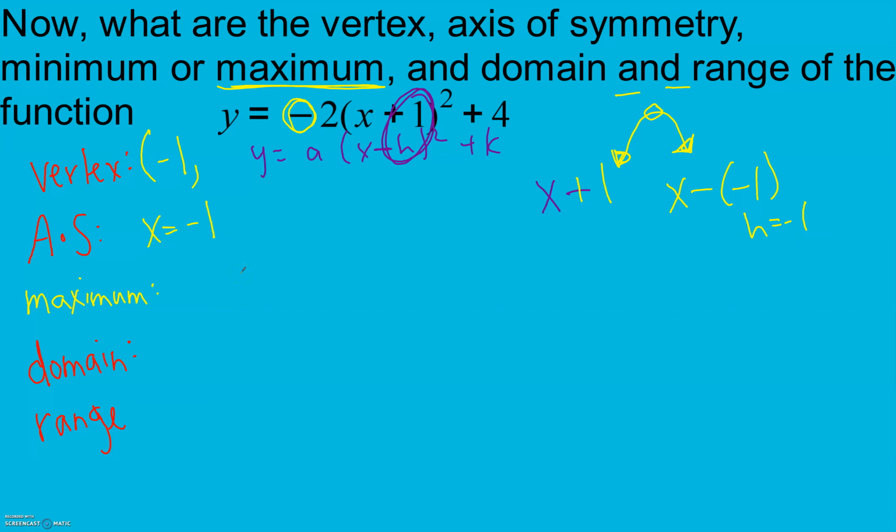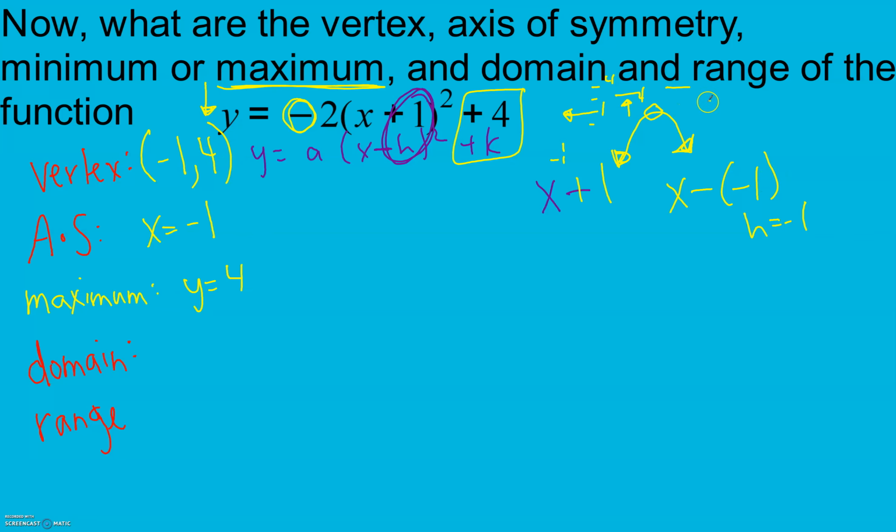Remember, that's the line about which it's symmetric. And the x coordinate of my vertex and the x value of my axis of symmetry are always the same. The y coordinate of my vertex is my k value. So my vertex is at (-1, 4). We also could have picked that through transformations if we wanted. We go left 1, up 4. So that point ends up at (-1, 4).